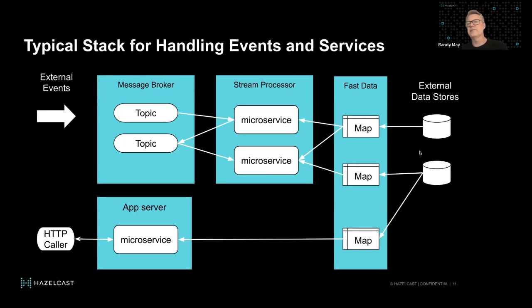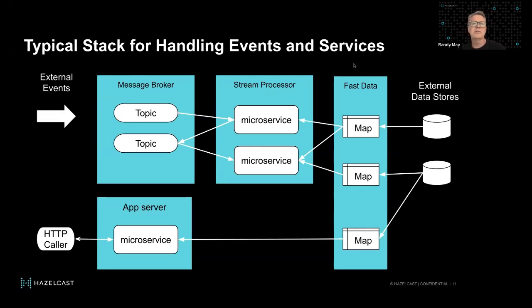But I put this other stuff on here too, because I think most businesses also process events. So you've got events coming in from various places, and you've got a message broker and a stream processor to process them. And those things still need fast data access in order to be performant. So you still have that fast data layer as well.